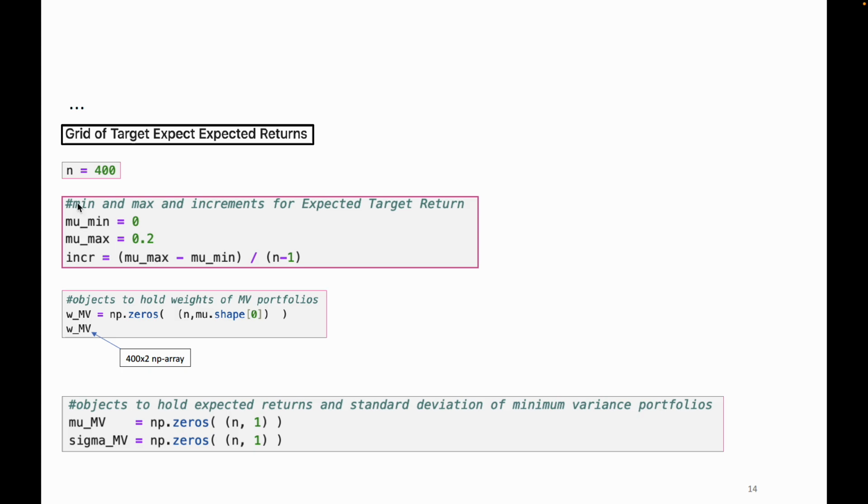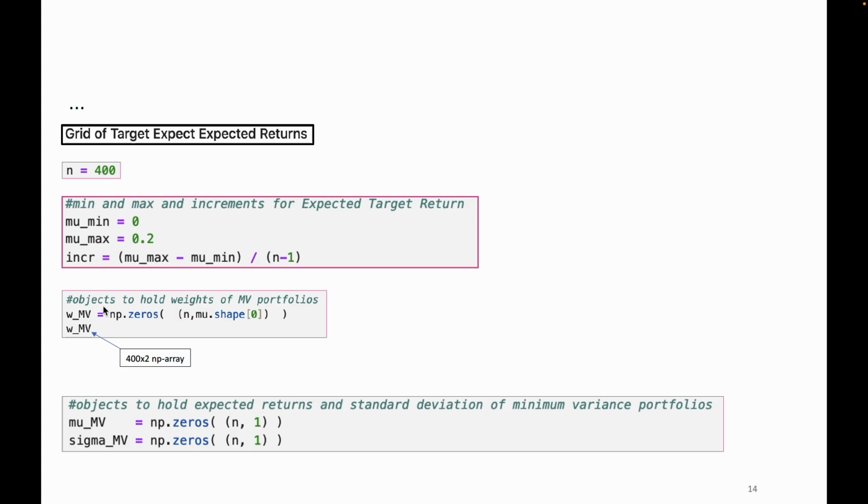But even though it's intuitive, you should always have additional documentation, either next or above, so that you and an external reader can understand what you aim to compute here. So here I'm saying min and max and increments for expected target returns. Okay, so I set the min to 0, the max to 20%, like in the exercise set, and then I compute the increments. So the increment will be the spread of the max and the min, and then I divide by n-1 steps, and that will really give me 400 points between 0 and 20%.